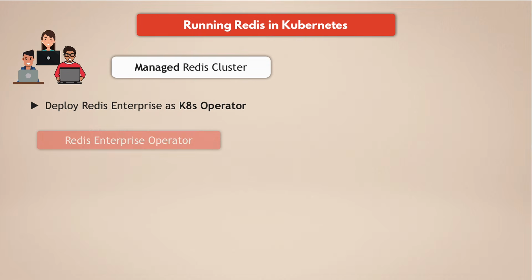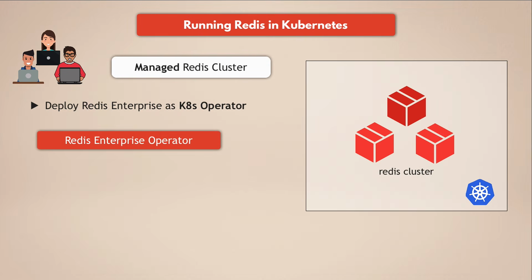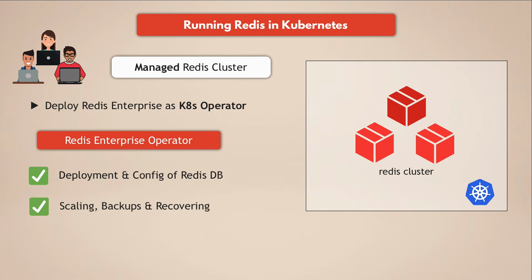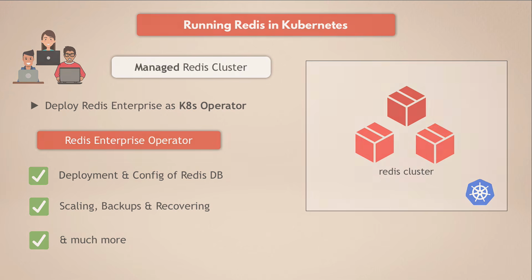The Redis Enterprise on Kubernetes operator specifically automates deployment and configuration of the whole Redis database in your Kubernetes cluster. It also takes care of scaling, doing the backups, and recovering the Redis cluster if needed, etc. So it takes over the complete operation of Redis cluster inside the Kubernetes cluster.